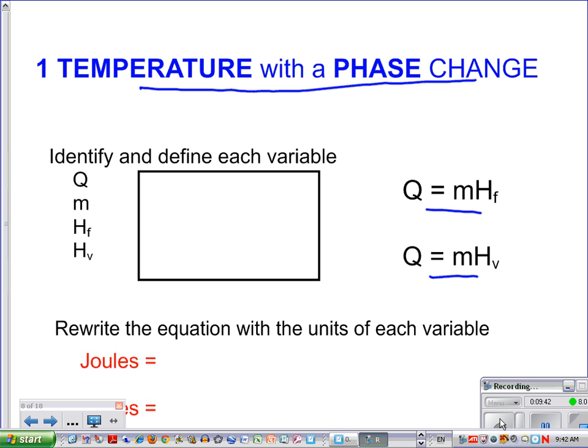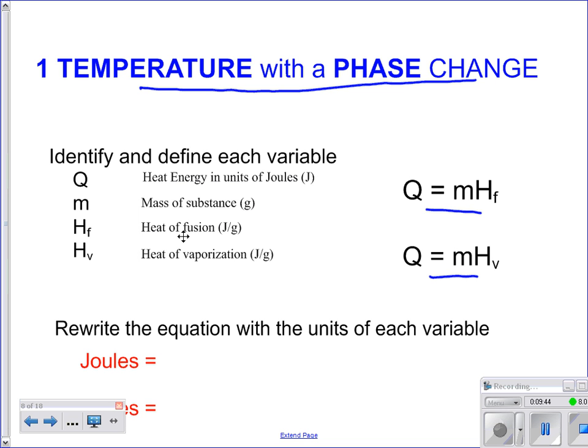Okay, and the variables that we're going to be using are pretty much the same. We've still got Q and M, those have not changed. But now what we're going to see is we've got something known as H sub V or H sub F. That is, oftentimes it's called the latent heat of fusion or latent heat of vaporization. And in both those cases, we measure it in units of joules per gram.